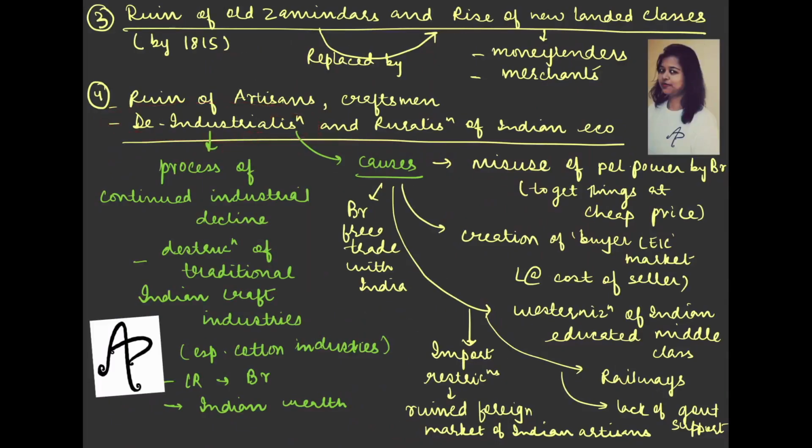Now what is this deindustrialization? If you just reverse the keyword industrialization, industrialization would be about setting up of industries and all of that, and when this is reversed, that would be called deindustrialization. So deindustrialization is the process of continued industrial decline. The industry continuing to decline is deindustrialization, because there was destruction of the traditional Indian craft industry, and that we have seen, right?